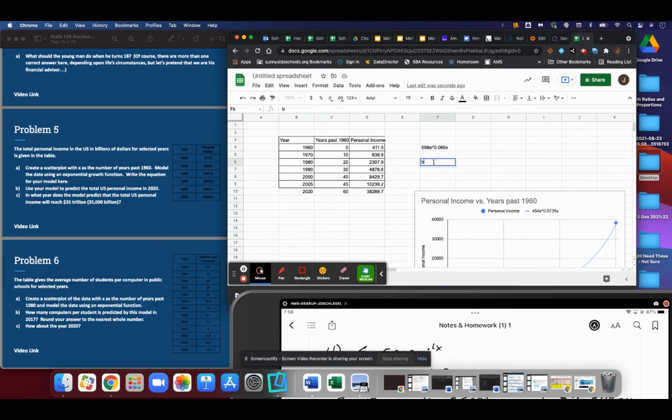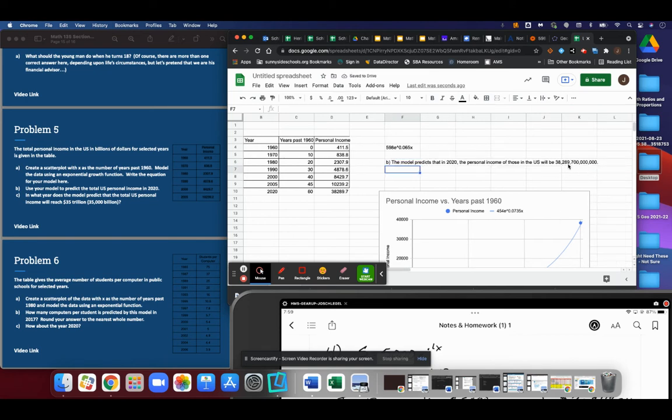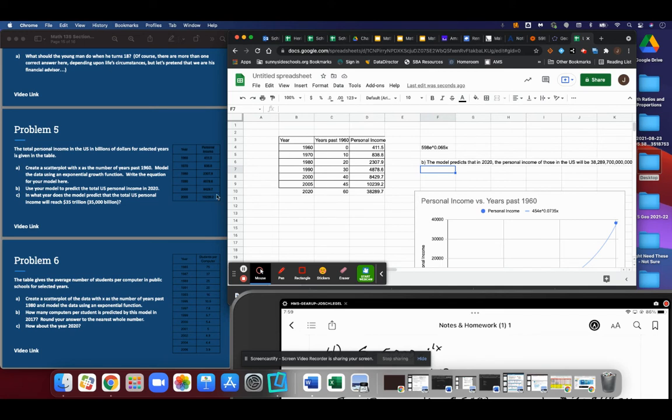B, the model predicts that in 2020, the personal income of those in the U.S. will be $38,289,700,000,000. That is a gigantic number. That is a whole lot of money. And in my first job, I made $7 an hour. That's pretty sick right there.